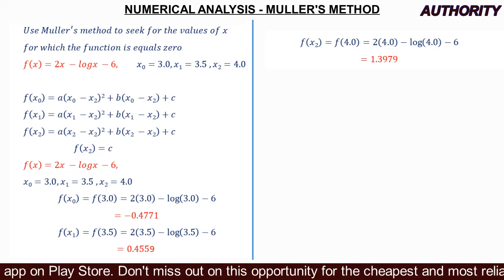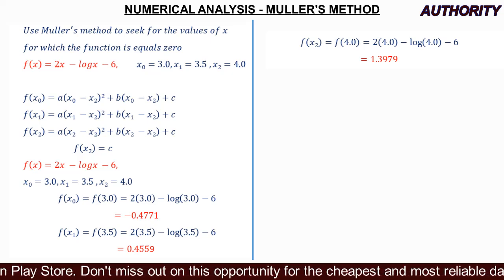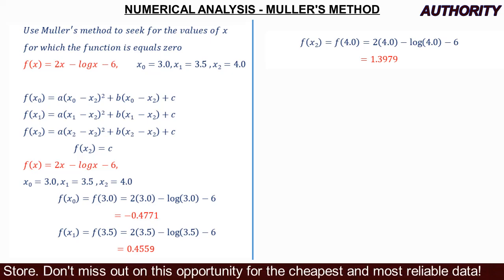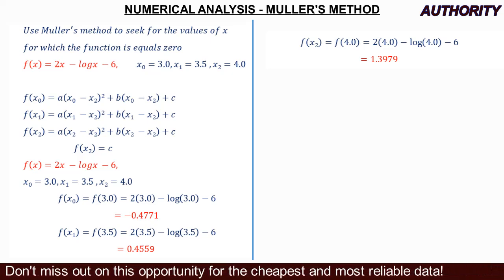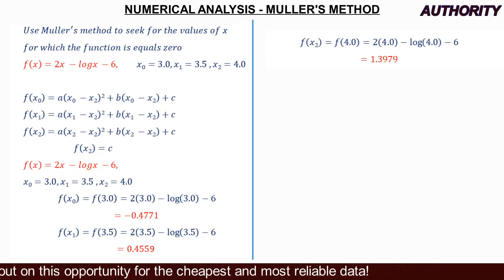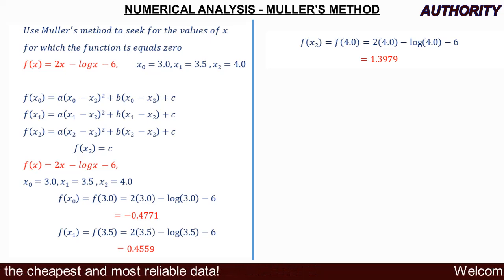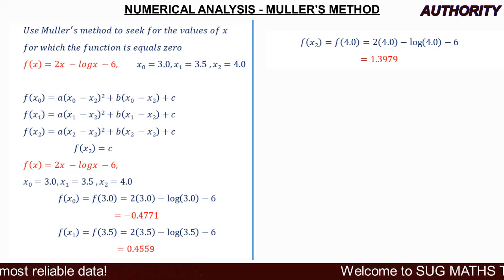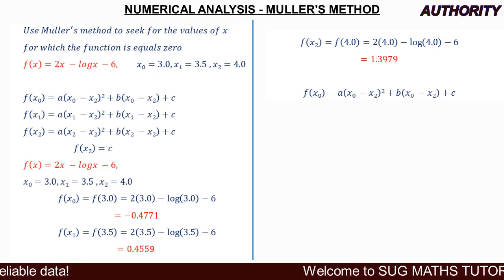Now, look at the equation we have, where we say f of x naught is equal to a open bracket x naught minus x2 close bracket squared plus b open bracket x naught minus x2 close bracket plus c, and then f of x1 is equal to a open bracket x1 minus x2 close bracket squared plus b open bracket x1 minus x2 close bracket plus c. So now we know x naught, x1 and x2, and we just found f of x naught, f of x1, and f of x2. Let's bring it all together here. In the first equation, where we have f of x naught, we say that f of x naught is minus 0.4771.